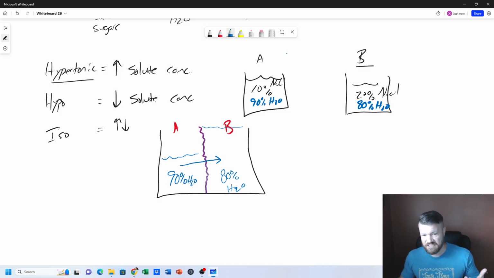And it's going to do that passively. It doesn't require any energy to do that. It's just through osmosis, right? So osmosis is the movement of water across a semi-permeable membrane.